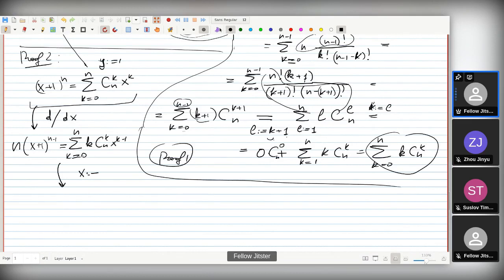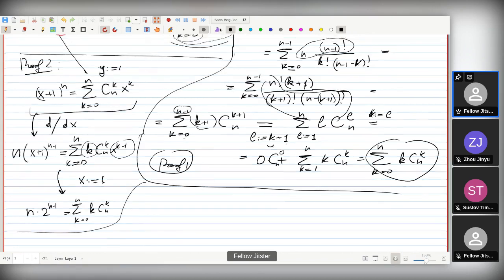Let us substitute 1 for x. So the result will be n times 2 to the power n minus 1, the sum of all n choose k. Is it clear? Look, by the way, this x to the power minus 1 plays no role because it is multiplied by 0. So everything is okay with it. So this is another proof for our statement. Is it clear?